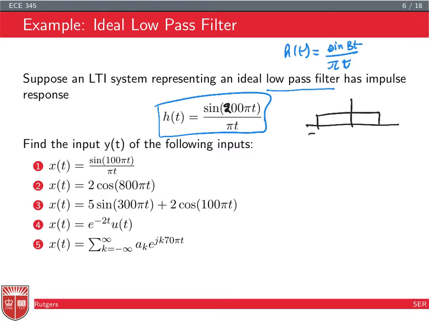So this is the impulse response of the filter, 200 pi and plus 200 pi. The goal is to find the output y of t for each one of these input functions here. Each one of these inputs is basically designed to highlight one idea or one intuition, and I will want to work out these different examples in the next few slides.